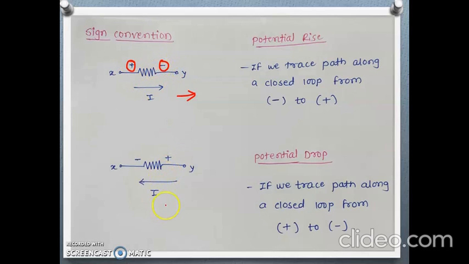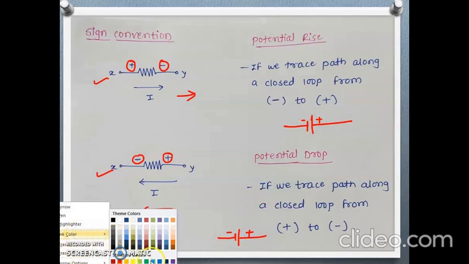Suppose the current flowing through the resistor is in this way; then again currents flow from higher potential to lower potential. So the higher potential will be denoted by this positive sign and this will be the negative sign. This is the sign convention for a resistor used in a network when we are applying the KVL law. Then, potential rise. Suppose this is the battery, with this negative terminal and this positive terminal.